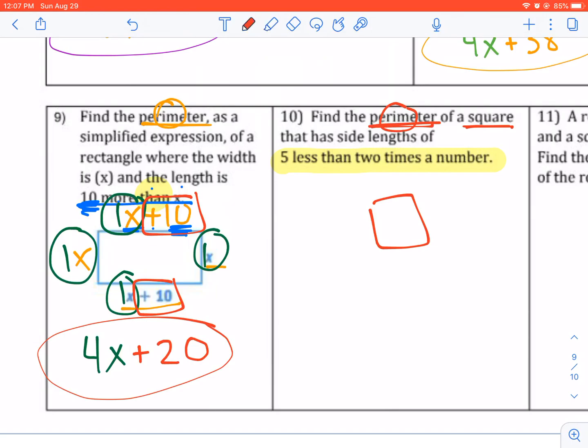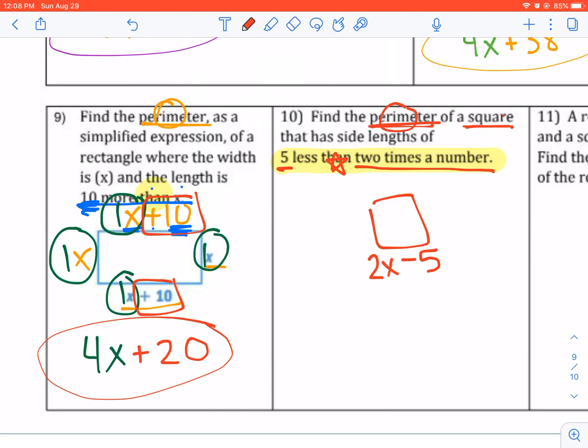So we have that than again. So even though 5 is written first in our number sentence, we're actually going to write it at the end. When we have 5 less than something, that means we're taking 5 away from something that's already there, so it's subtract. 2 times a number, we don't know what number that is, so we can use an x. So we have 2x minus 5.